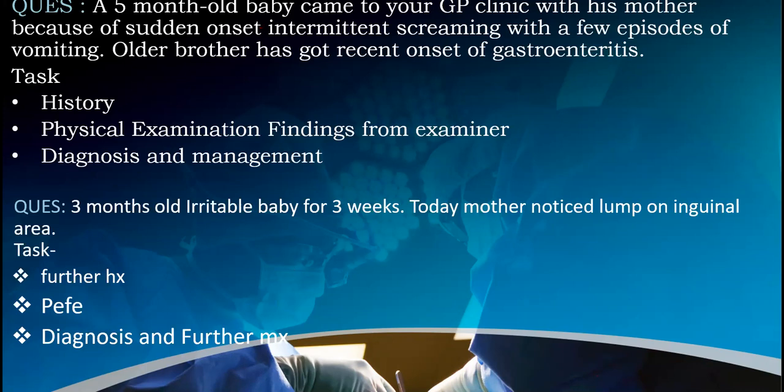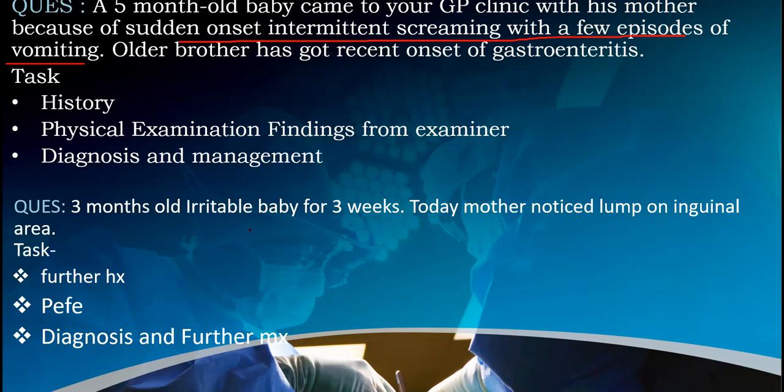Because see this question: a 5-month-old baby comes to the GP clinic with the mother because of sudden onset of intermittent screaming with a few episodes of vomiting. It looks like a case of intussusception, but if you ask the questions of intussusception, everything will be negative. Then you missed asking about the hernial orifice in the physical examination, and you totally missed the case, and you gave the diagnosis as intussusception because you haven't examined for hernia. There's only one thing you missed, and that was the case.